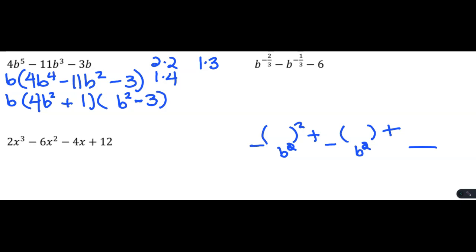And then once you've done this step, you can check and see if what's in the parentheses will factor anymore. So for example, this b squared minus 3, if that was a b squared minus 1, I could do even better. I could factor it more. With the b squared minus 3, I can't factor that unless I'm going to allow myself to put square roots in there, which we typically aren't doing with factoring.